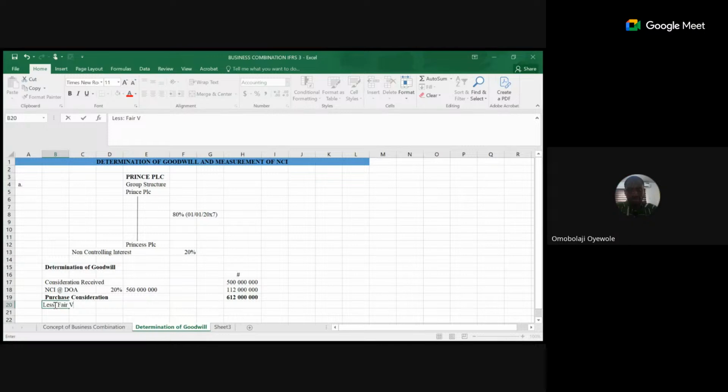You can call it net asset or fair value of subsidiary at DOA. So what's the fair value of subsidiary given to us? It's 560 million. Put it, 560 million.